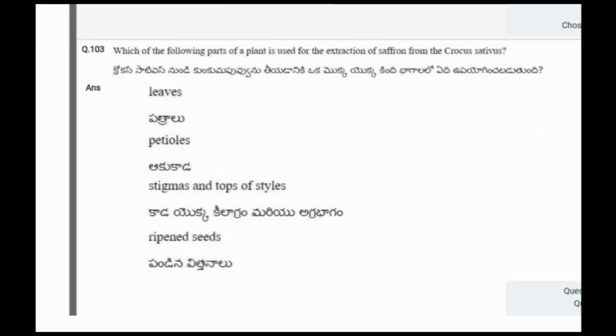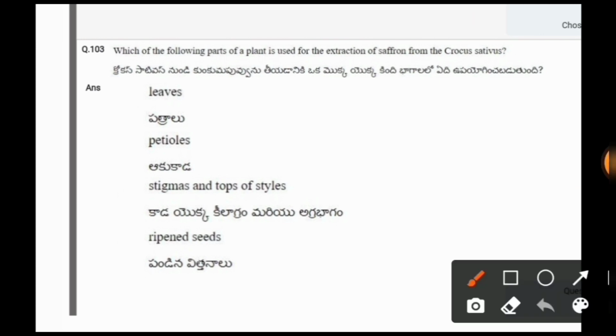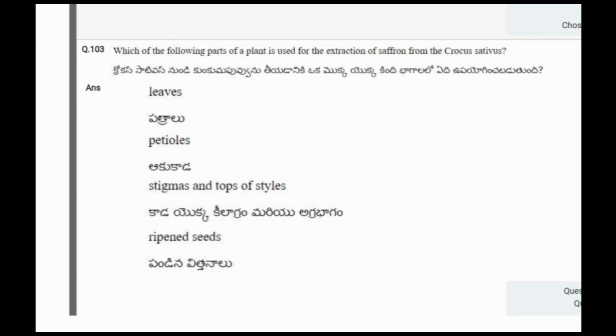Next question. Which of the following parts of a plant is used for extraction of saffron from the Crocus sativus? The options are leaves, petioles, stigmas and tops of styles, ripened seeds. The correct option is stigmas and tops of styles.